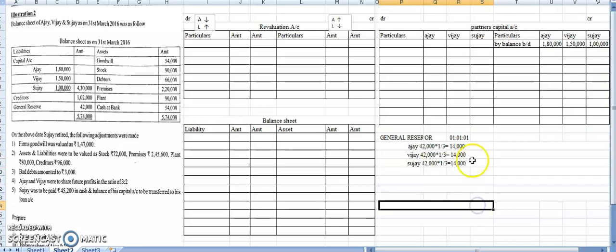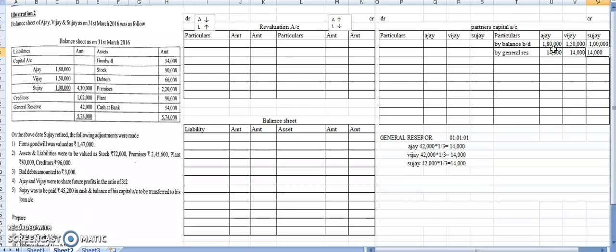Now we will write all these three answers on the credit side of partners capital account as by general reserve, and we will write the calculated answer in respective columns. That is 14,000 in Ajay's column, then 14,000 in Vijay's column, and 14,000 in Sujay's column.